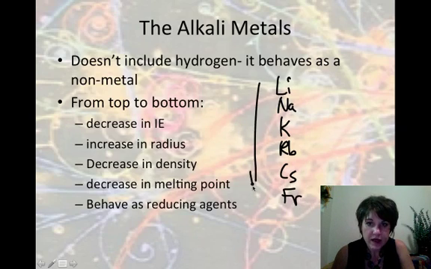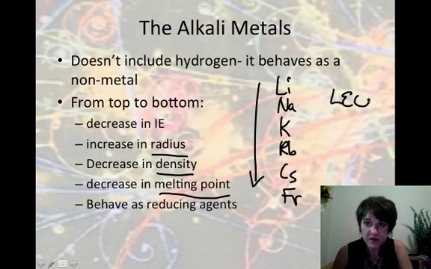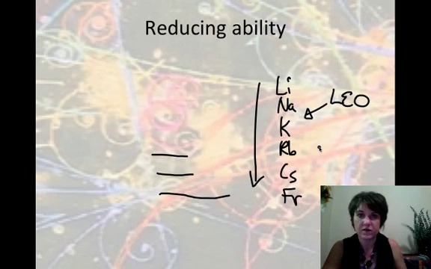From top to bottom, we're going to have more shielding, right? So we have a decrease in ionization energy, an increase in the radius, decreasing density, a decrease in melting point since they don't hold together nearly as well, and they behave as reducing agents. Remember, LEO says GER? Loss of electrons is oxidation, and since these guys get oxidized, they will cause a reduction in something else.